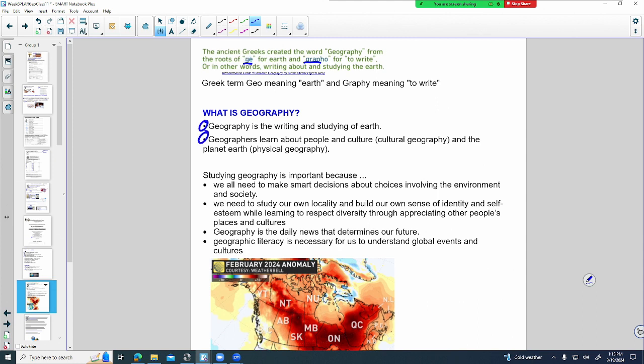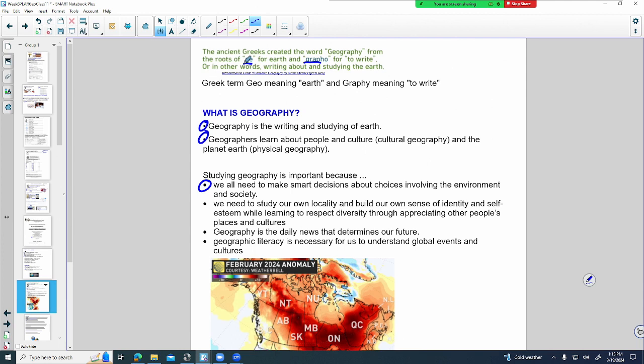Okay, geographers also learn about people and culture. So you could have cultural geography. And the planet Earth, also known as physical geography. So why should we study geography?